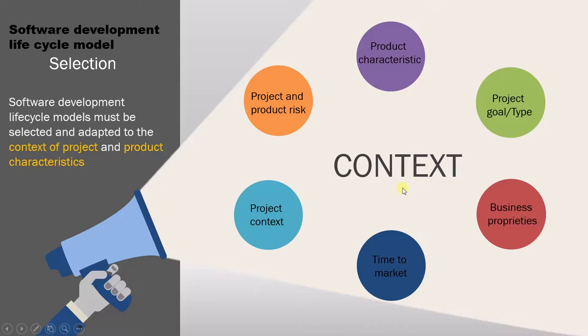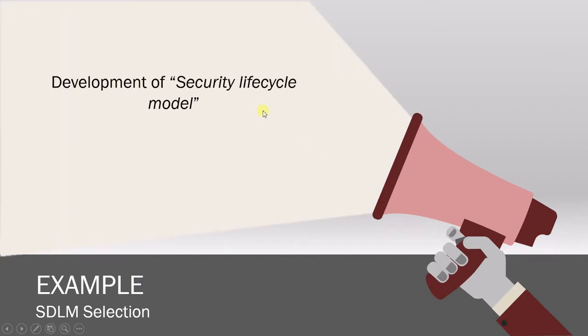But you might be asking, what does context mean? The context is which type of system you want to develop. Depending on whether you want to develop a security lifecycle model or a safety critical system, you would choose different development models. We'll get into some good examples in the next video, which will help clear up these points.